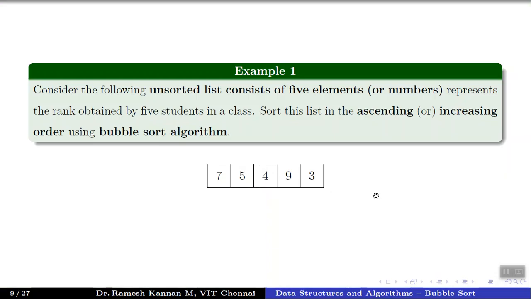Let's take an example. This is a list, or an array, of 5 entries, and this represents the rank obtained by 5 students in a class, and we want to sort them using bubble sort. The order in which we need to sort is the ascending order, or the increasing order. So we want to sort the entries in increasing order. You can see this is an unsorted list, so we use the bubble sort algorithm to sort this, right?